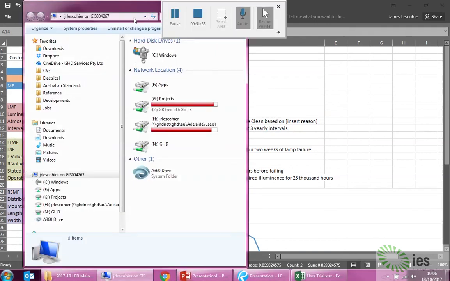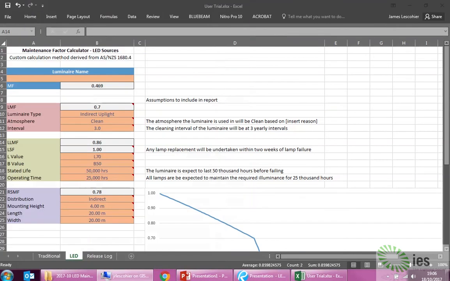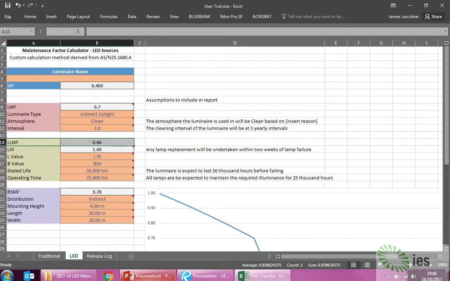I wasn't born then. That's a good point, I wasn't born then. Let me see if I can go grab that, the 76 standard. See if I can find that quickly.